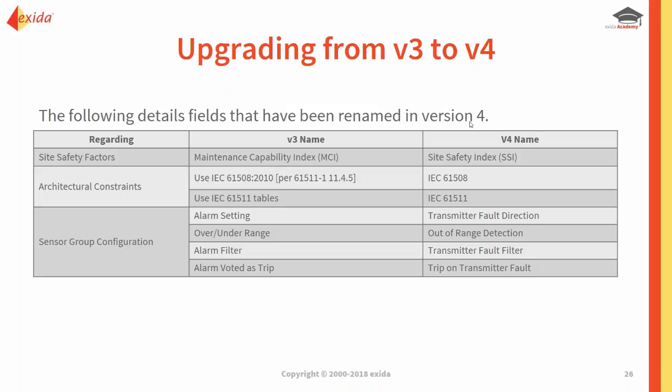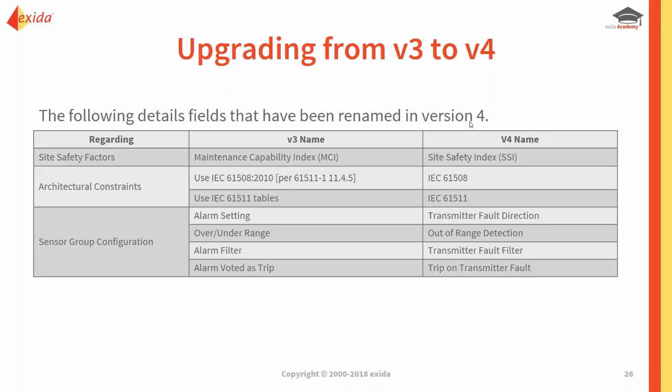Then we've removed the additional indication that this is IEC 61508 2010 per IEC 61511 and 1145. We've changed that. You just simply say use 61508 tables or use 61511 tables. The user guide talks about the particular clause in the new version of 61511 that allows one option versus another. Then for the sensor group configurations, some things have been updated there. What we called previously alarm setting has been updated to transmitter fault direction. So this is where the transmitter will drive its output if there is an internal detected failure.